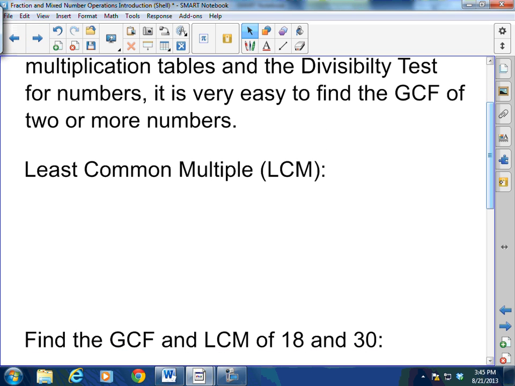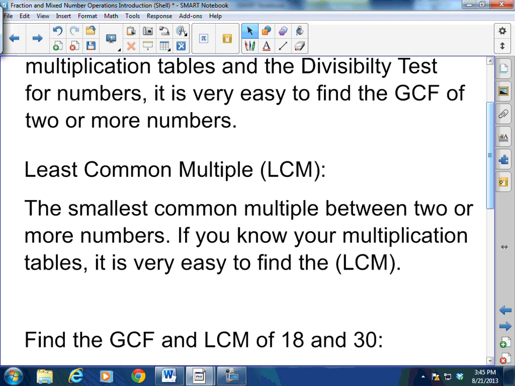The LCM is the opposite. The LCM is the smallest common multiple between two or more numbers. If you know your multiplication tables, it is very easy to find the LCM, or least common multiple.